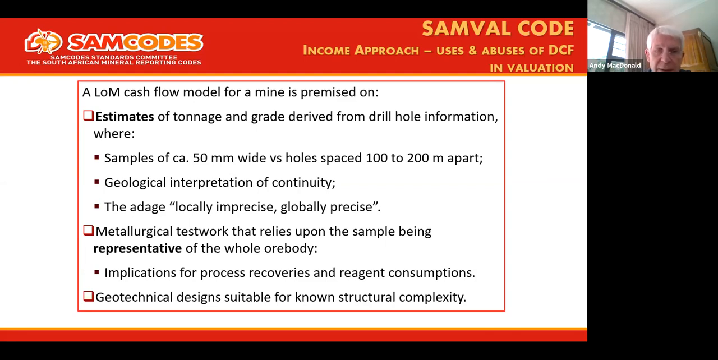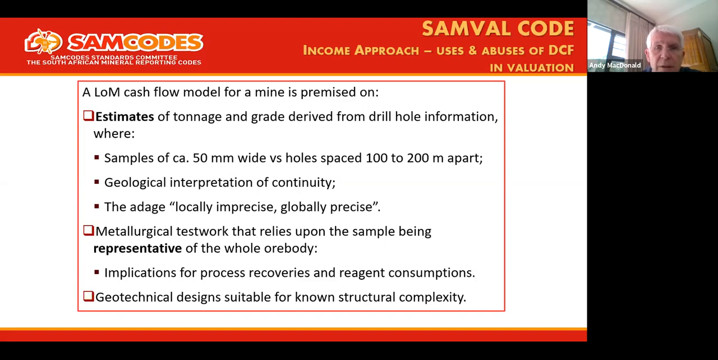The next thing is the metallurgical test work. The metallurgists and the laboratories will always tell you it's on the basis that the sample being tested is representative of the whole ore body. Now, in many instances you get variability in your metallurgical parameters, and sometimes these actually have to be factored into the resource model.